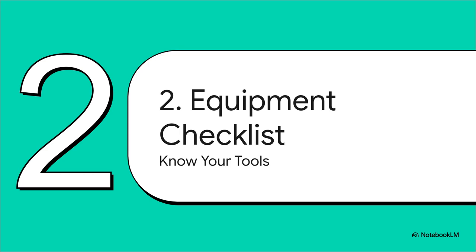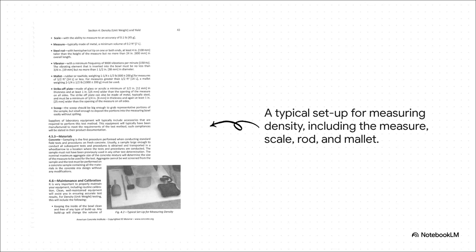All right, let's get into the gear. This is your equipment checklist for the performance part of the exam. And let me be clear, knowing your equipment inside and out is totally non-negotiable. And here it is, the whole setup. You've got your measure, a scale, a strike-off plate, your tamping rod, and a mallet. Now, for your performance exam, it's not enough to just know what they are. You have to know their specific requirements, which is exactly what we're about to cover.